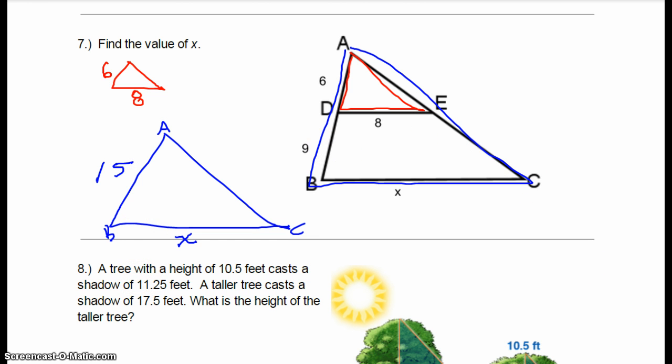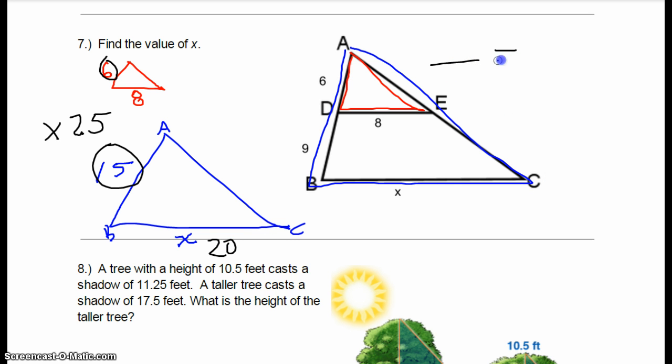So now, a couple different ways to solve this. I could try to find a scale factor. I know the sides, so 6 times what gives me 15? The answer is 2.5. So then 8 times 2.5, x must be 20.